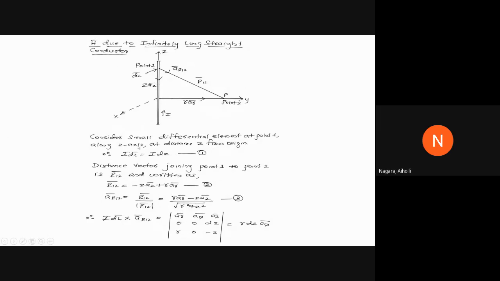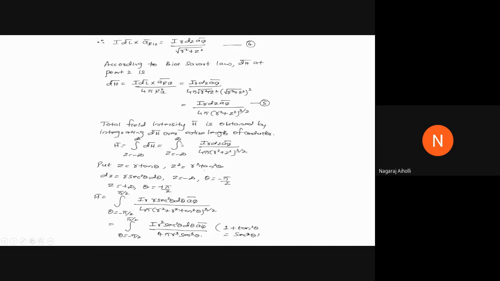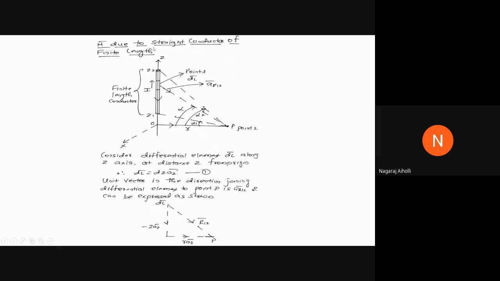This is one of the important questions. Many times it has been repeatedly asked in the examination. To find the magnetic field intensity due to an infinitely long straight conductor from the Biot-Savart's law. Using the Biot-Savart's law, find the equation for magnetic field intensity due to an infinitely long straight conductor. Then next is H bar due to a straight conductor of finite length.